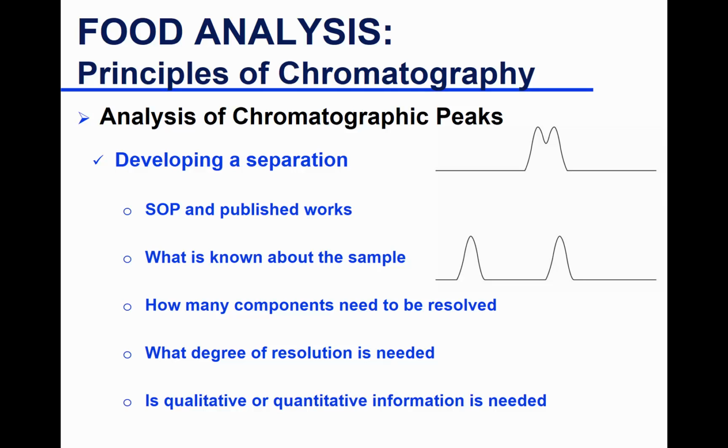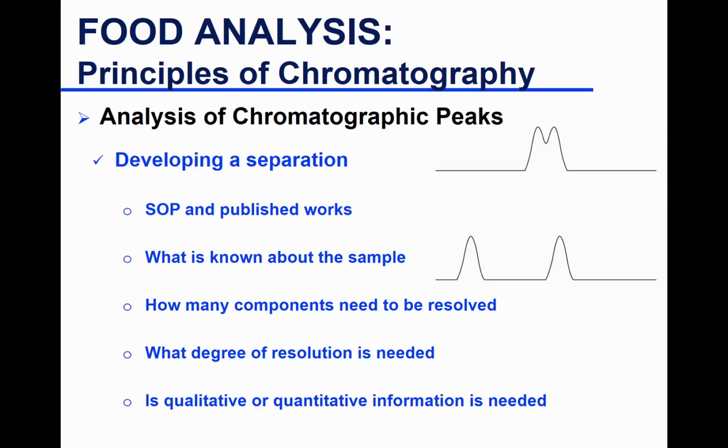So that's the next step. What do I know about the samples that I want to separate and identify? Carotenoids, what do I know about them? What's their polarity? What if they absorb light? Do they absorb light, and at what nanometer wavelength? So what do I know about the sample is the first question you want to ask yourself.